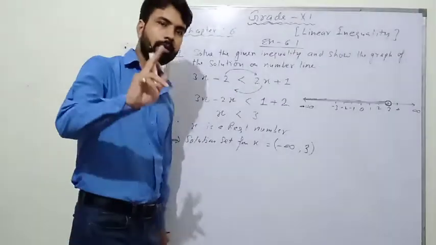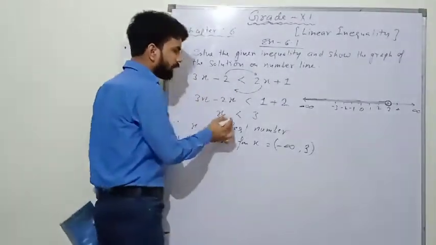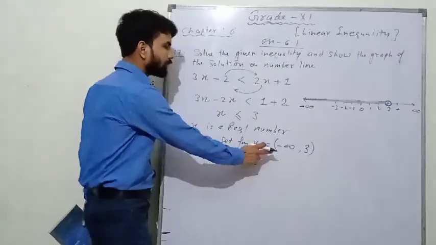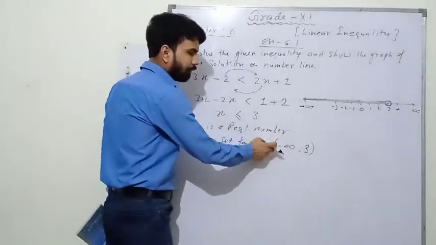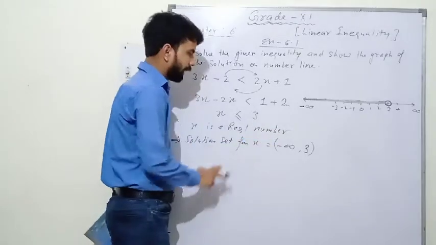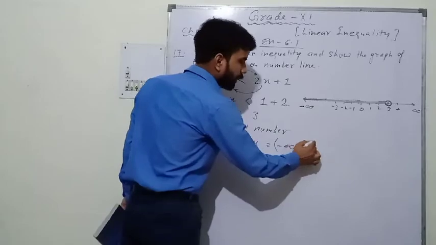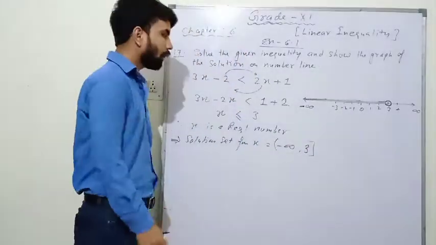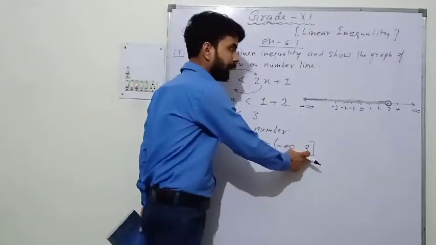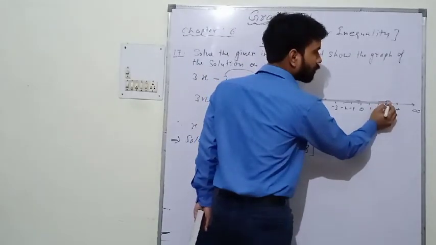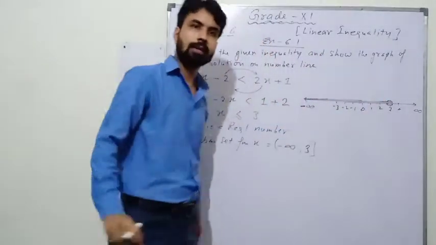Clear? Now one more point is there. Suppose that if there is equal sign, then in the solution set we will have to put a square bracket instead of the small bracket. Or if square bracket is on 3, then we will have to dark this circle also. We have to dark this circle.